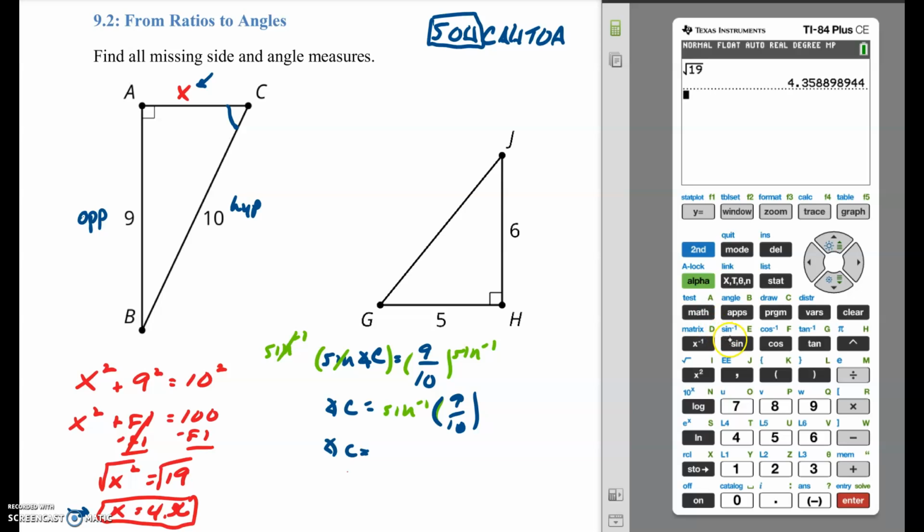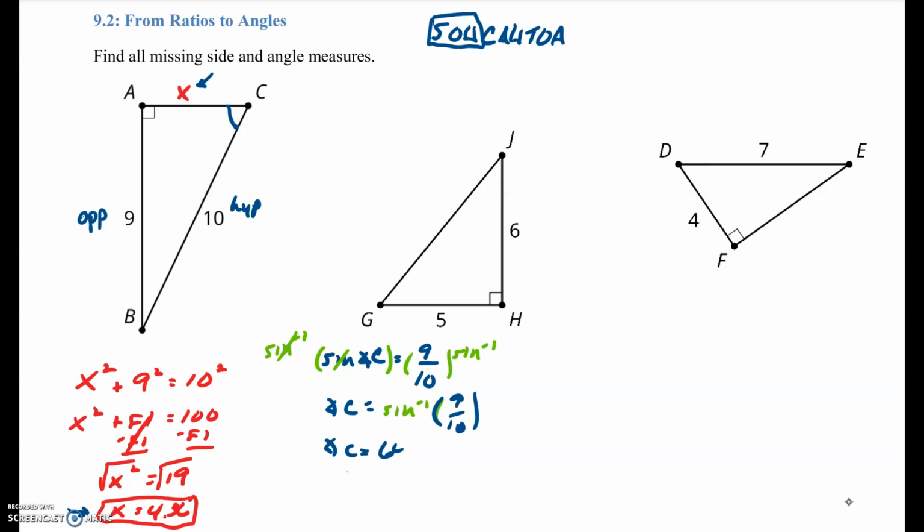Now arcsine, notice, is the second function of the sine button. So I hit second sine, and it brings up the arcsine. I want the arcsine of 9/10. Enter, and I get 64.15. We round usually to the nearest whole degree, so we will call this a 64-degree angle for angle C.